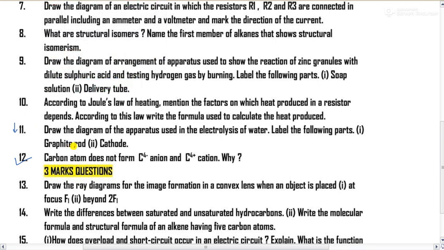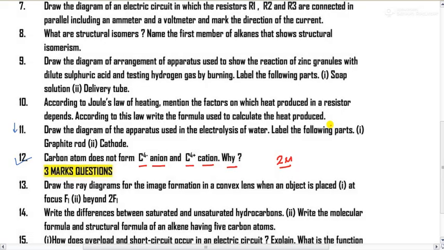Okay, so now question number 12 is: carbon atom does not form C4 minus anion and C4 plus cation. Why? This is also a 2-mark question, from the chapter carbon and its compounds.